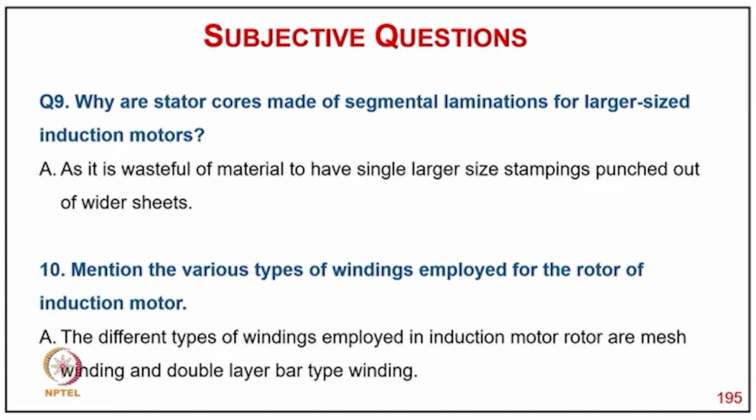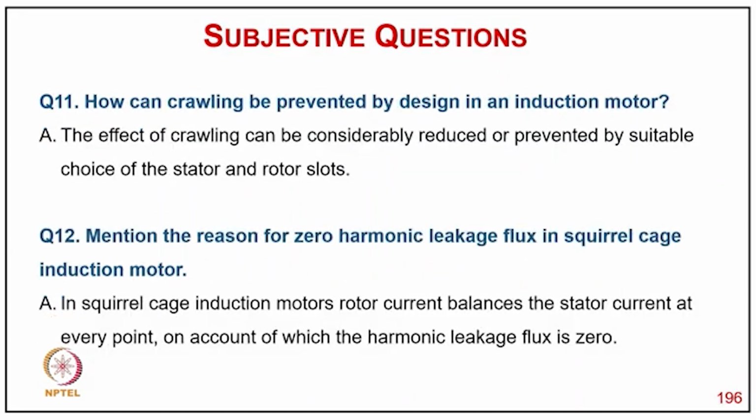Mention the various types of winding employed in the rotor. The different types of winding in an induction motor rotor are mesh winding or double layer bar winding. How can crawling be prevented? The effect of crawling can be reduced or prevented by a suitable choice of the number of slots.